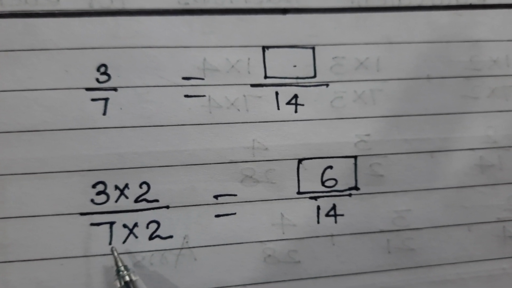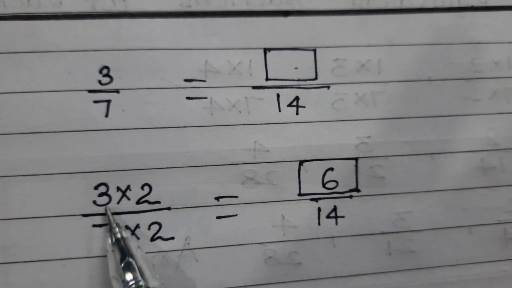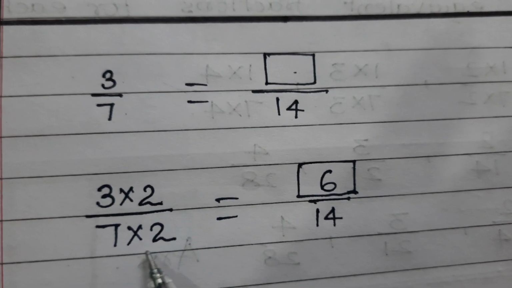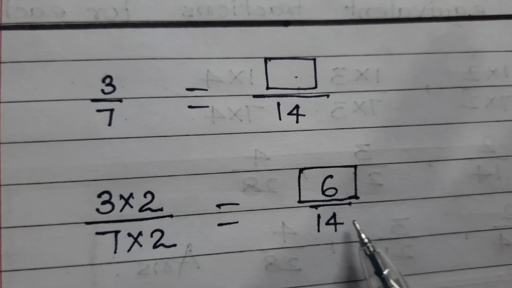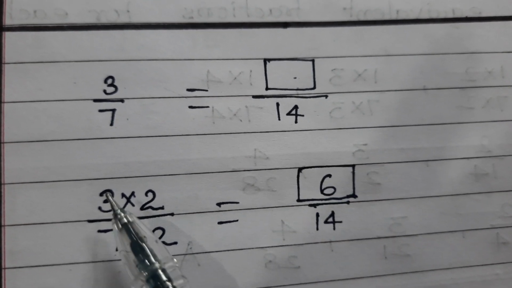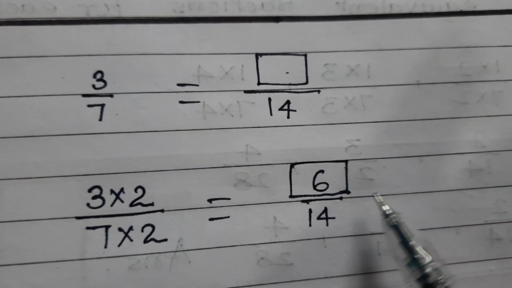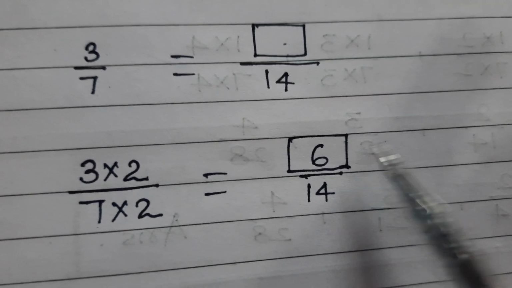So as we multiply the denominator by 2, we will multiply this numerator by 2. 7 into 2, then 3 into 2. 7 into 2 is 14, which is already given, but 3 into 2 is 6, and this 6 is our answer.